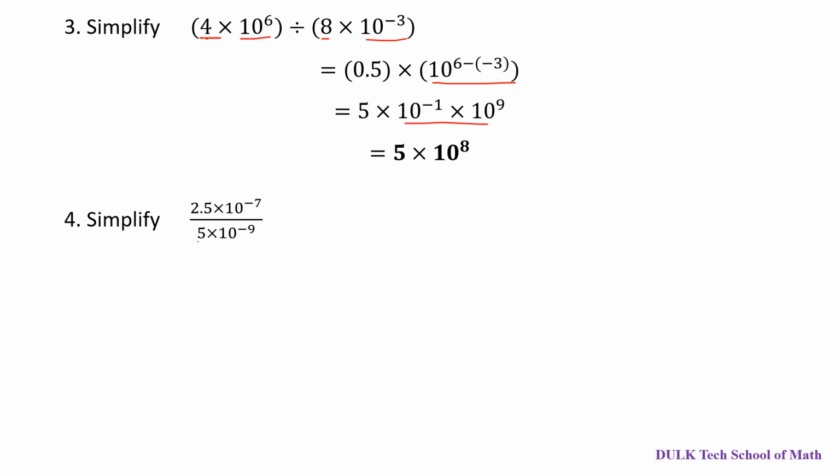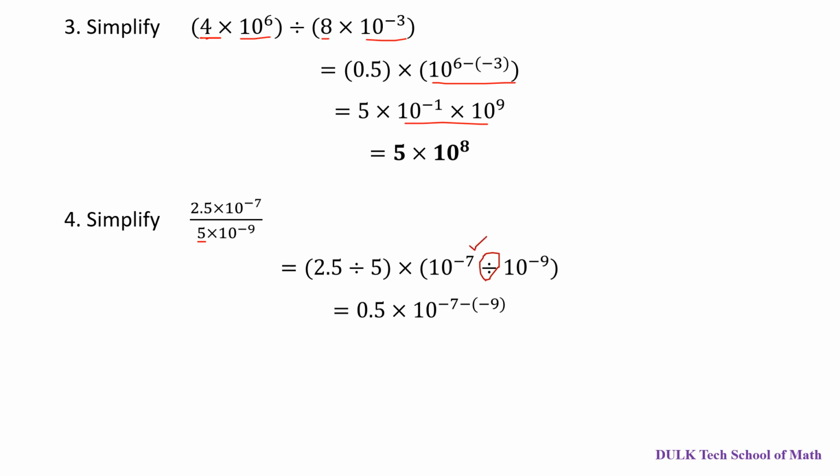Likewise, this 5 in the denominator will be dividing this 2.5 in the numerator. So 2.5 divided by 5 is 0.5, times 10 to the power. In this case we are dividing, so we subtract the powers, so it's minus 7 minus 9, which is minus 2. So it will be 0.5 times 10 to the power minus 2.